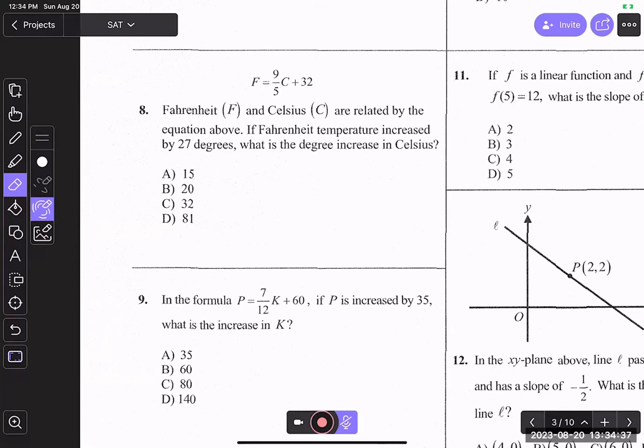Fahrenheit F and Celsius C are related by the equation above. If the Fahrenheit temperature increased by 27 degrees, what is the degree increase in Celsius?